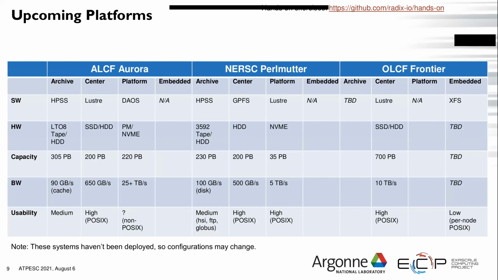And this is a chart with not just Aurora and Perlmutter, but also the Frontier system at Oak Ridge, where we have details. Some details have not been announced yet. And all of this is subject to change. As you know, these systems aren't live and in production just yet, but this gives you an idea of what capabilities are coming down the pipe.